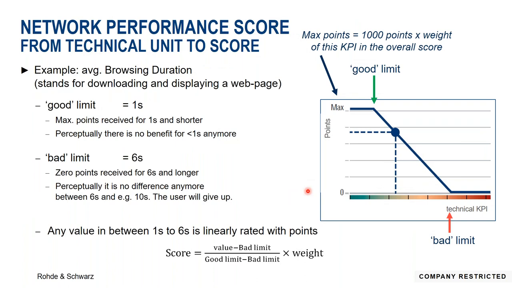Okay, so using this as an example, for browsing duration to download a website, a good limit is about 1 second. This is using some limits developed in ETSI, this standard. So they have actually taken into account different human perception and so on. So 1 second is considered a good limit, but a bad limit is anything more than 6 seconds. So as long as the website loads in more than 6 seconds, it will be an immediate zero for them.